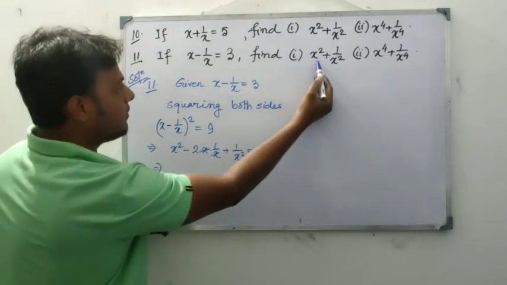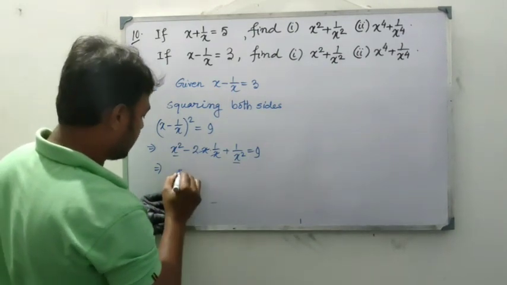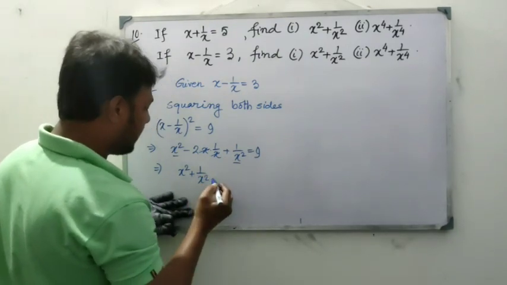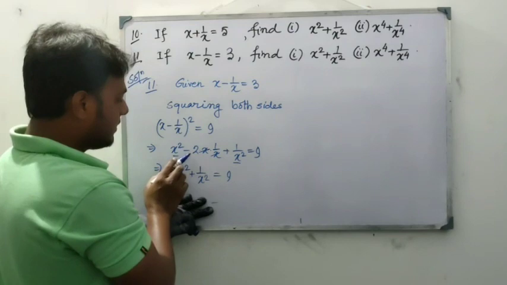We are going to find x square plus 1 by x square. So x square, and this is 1 by x square. So keep x square plus 1 by x square in the left hand side and move all the other terms to the right hand side. So this is minus 2.